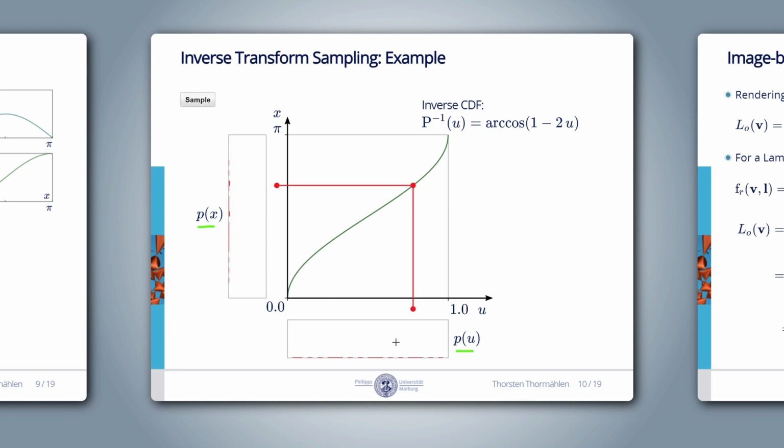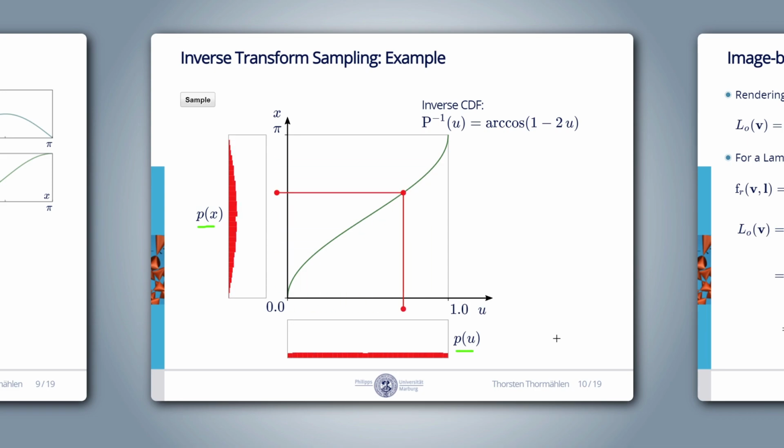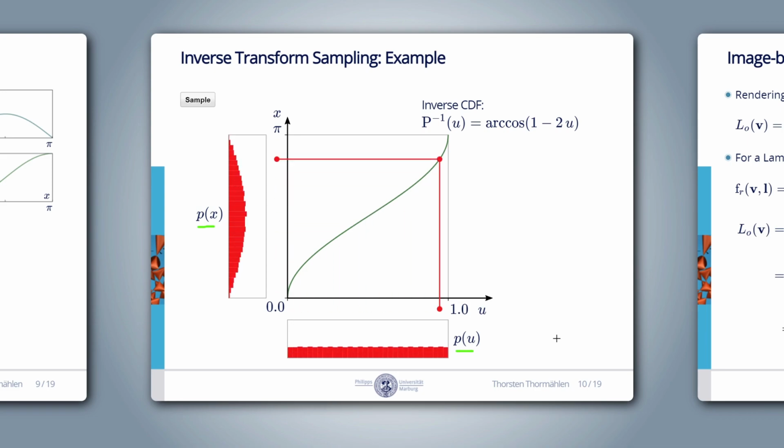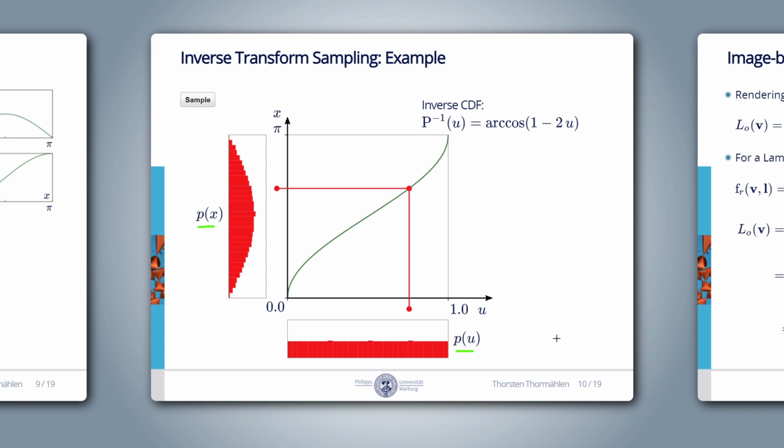Let's speed up the sampling process. Excellent, the samples in the x domain have the desired PDF.